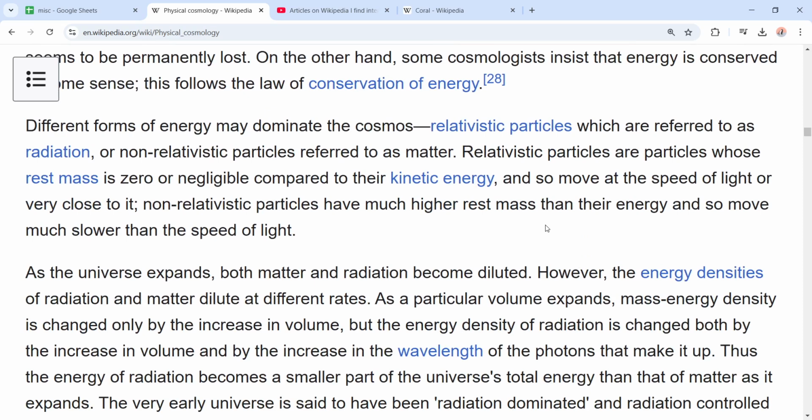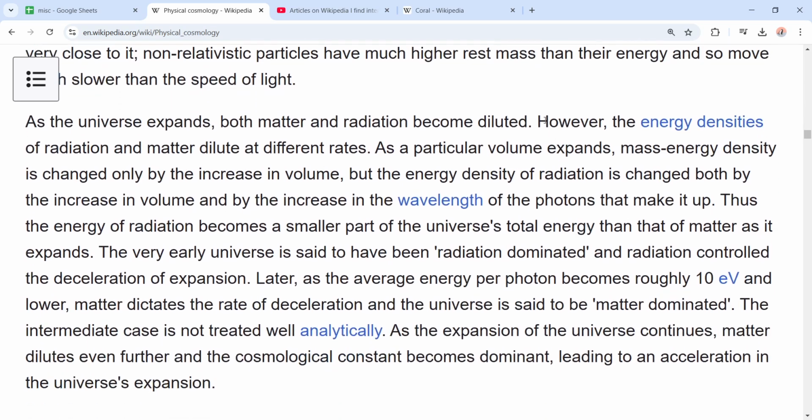Different forms of energy may dominate the cosmos: relativistic particles, which are referred to as radiation, or non-relativistic particles, referred to as matter. Relativistic particles are particles whose rest mass is zero or negligible compared to their kinetic energy, and so move at the speed of light or very close to it. Non-relativistic particles have much higher rest mass than their energy, and so move much slower than the speed of light. As the universe expands, both matter and radiation become diluted. However, the energy densities of radiation and matter dilute at different rates.